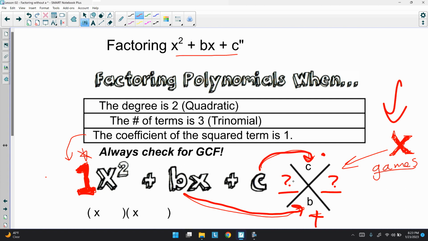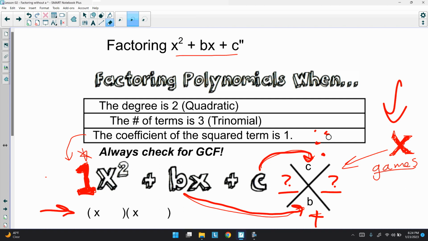And then, we're going to be making parentheses. So again, go ahead and pause it so you can jot down these notes. Ideally, this is when we're dealing with quadratics, trinomials, and the coefficient of the squared term is a 1.